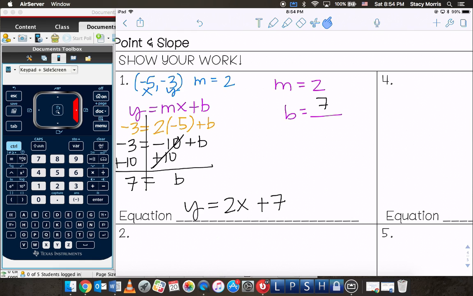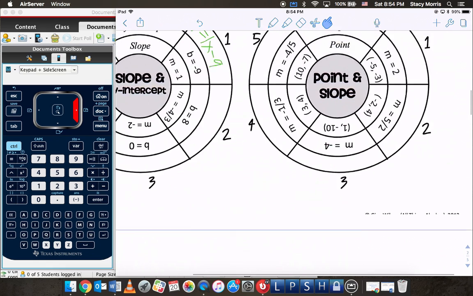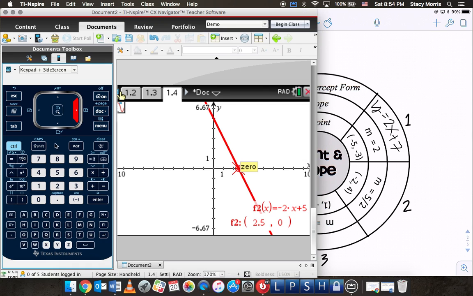So I'm going to go back up to my little bullseye and write that in there also: y equals 2x plus 7 on that second bullseye on number 1. All right, and then I'm going to check this with my calculator. If this is my equation, then this equation should go through the point they gave me, -5, -3. So I'm just going to very quickly type it in my calculator.